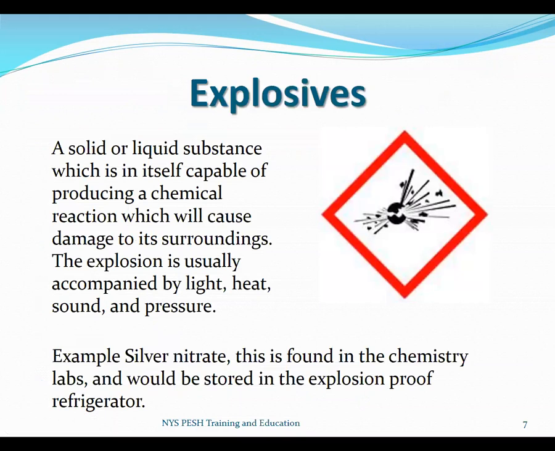These are indicated by a red diamond with an exploding bomb in the center. Either a solid or liquid substance which is in itself capable of producing a chemical reaction which will cause damage to its surroundings. The explosion is usually accompanied by light, heat, sound, and pressure. An example of an explosive chemical would be silver nitrate. This is found in the chemistry labs and would be stored in an explosion-proof refrigerator.